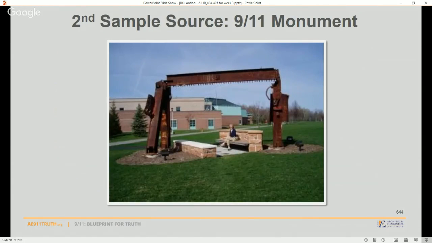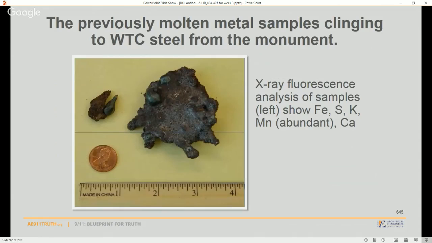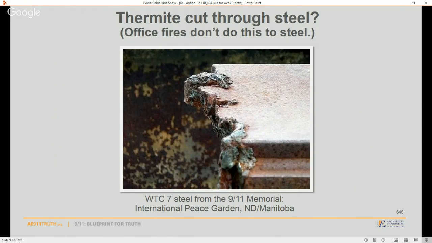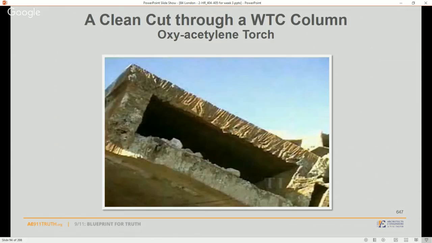Well, he goes on and looks at a second sample from this 9/11 monument, and the previously molten metal samples, slag clinging to the structural steel. He does X-ray fluorescence and analyzes it, finds iron, sulfur, potassium, manganese, key ingredients of thermite. And as shown in this piece of WTC7 steel, which is not an oxyacetylene torch cut, they go straight through. In fact, they look like this. Oxyacetylene torches that the cleanup workers were using, the iron workers at the site, look like that. They don't look like this.